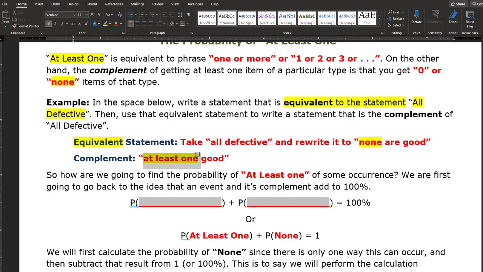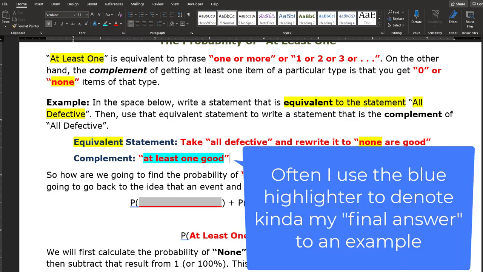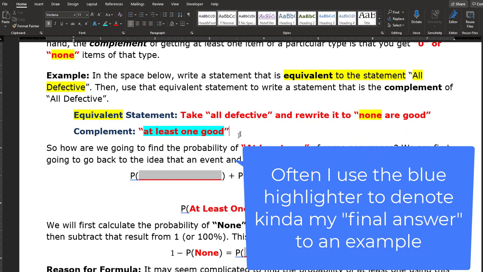Because you do have to rewrite things quite a bit when you are looking at the first few problems, because they usually don't have the words "at least one", or they might not have the words "at least one" or "none" in the problem. So you have to figure out a way to kind of incorporate that. But this will be your answer right here.